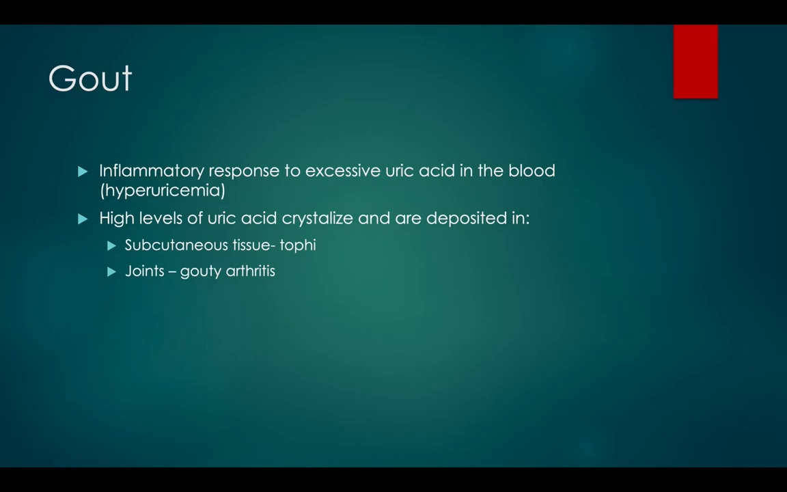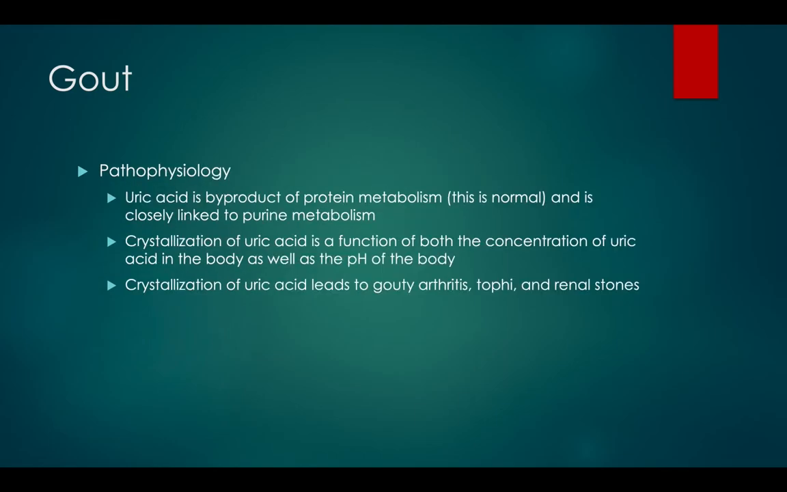Next, we'll talk about gout. Gout is an inflammatory response to excessive uric acid in the blood, otherwise known as hyperuricemia. High levels of uric acid crystallize and then are deposited in both the subcutaneous tissue and the joints. So when you have these uric acid crystals in the subcutaneous tissue, it's called tophi. And then in the joints, when the uric acid crystals deposit, it's called gouty arthritis. So you can have one or the other or both of these symptoms occurring.